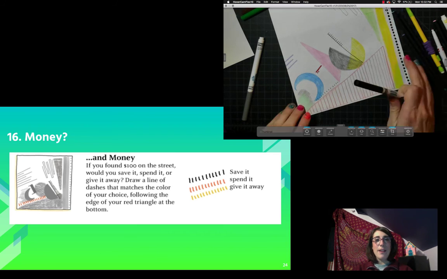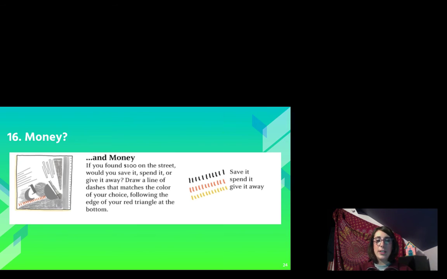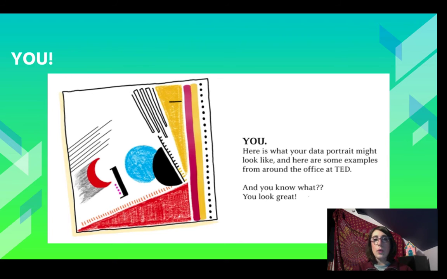And money. If you found $100 on the street, would you save it, spend it, or give it away? So draw a line of dashes that matches the color of your choice. Okay, and it kind of tells you where to draw. So then when we share these out, we can kind of decipher these little fun tidbits and facts about our classmates. Okay?